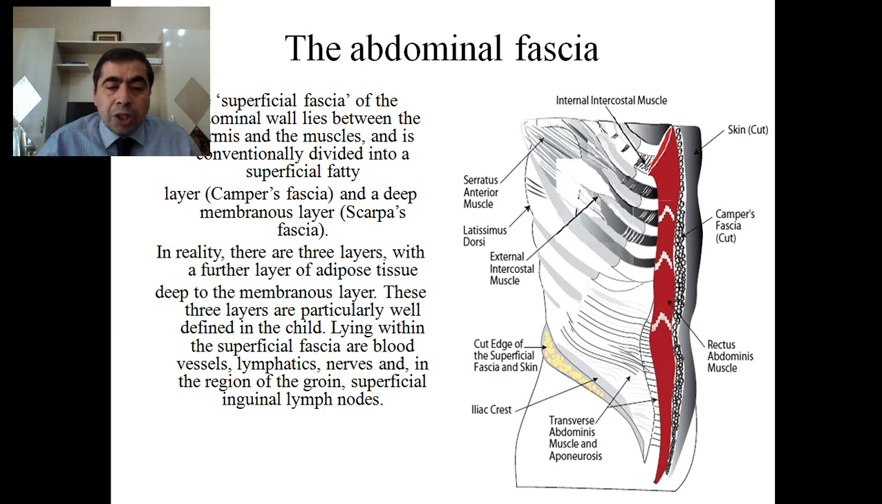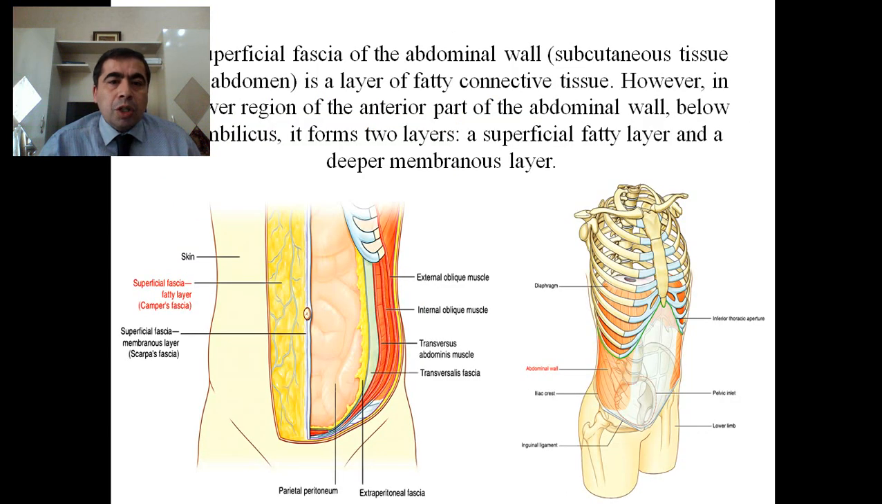Lying within the superficial fascia are blood vessels, lymphatics, nerves, and in the region of the groin, the pubic and inguinal region, the superficial inguinal lymph nodes. The superficial fascia of the abdominal wall, the subcutaneous tissue of the abdomen, is a layer of fatty connective tissue. However, in the lower region of the anterior abdominal wall, below the umbilicus, it forms, as I noted before, two layers: the superficial fatty Camper's fascia and the deeper membranous Scarpa's fascia.